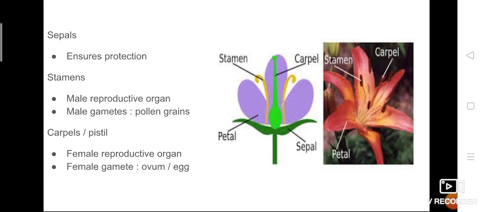And carpel, otherwise called pistil, is the female reproductive organ. So what will the female reproductive organ do? That will produce female gametes, called ovum or egg. When the male gamete and female gamete fuse together, the new plant will arise. So what is the male gamete? Pollen grain. When the pollen grain comes in contact with the female gamete, that is egg, otherwise we can say ovum, what? A new plant will come out. So during reproduction, fusion is very important. They fuse together to form a new plant.